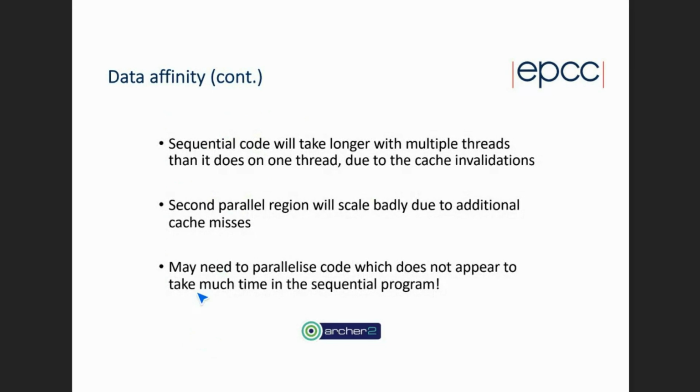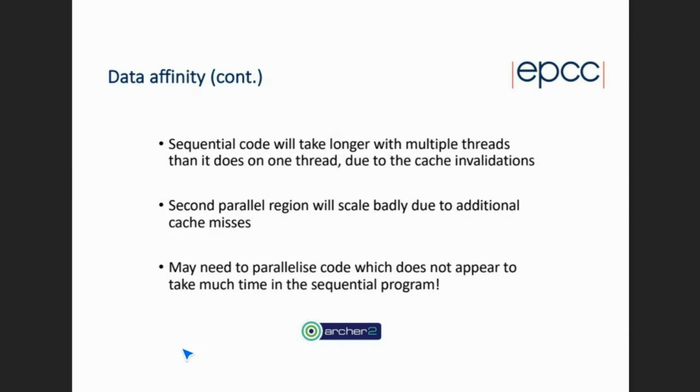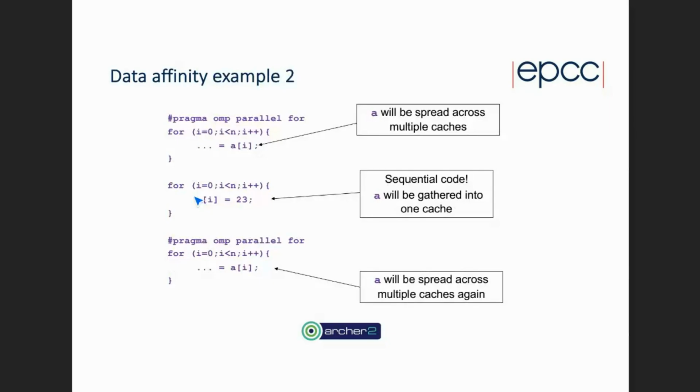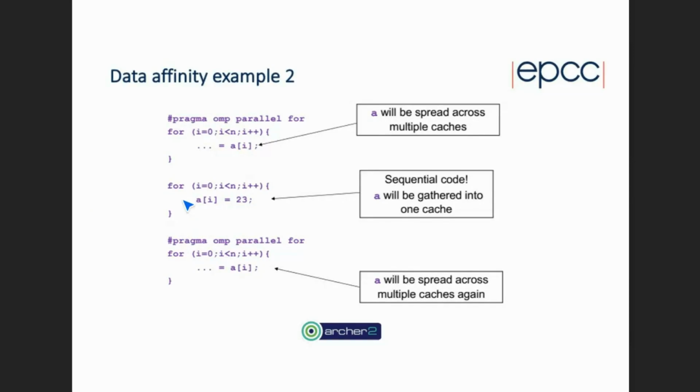For these reasons, you might end up parallelizing code which doesn't actually appear to take time in the sequential program. Again, the solution is easy here. We could just parallelize this loop, or probably better, we could try and combine two of these loops together, and that would improve the sequential cache locality as well. If we were able to merge this loop into this one and parallelize that, that would be even better.